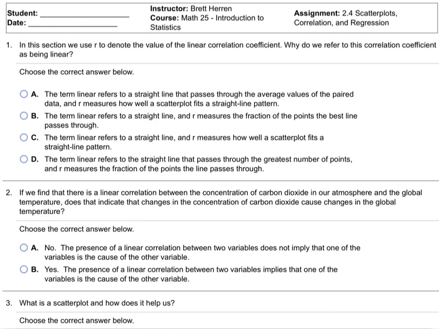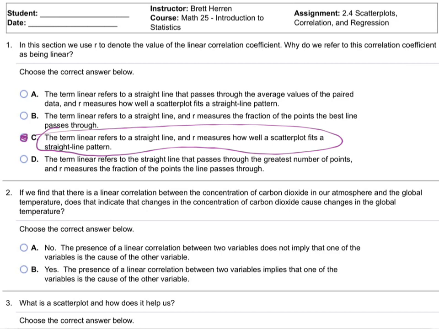In this section, we use R to denote the value of the linear correlation coefficient. Why do we refer to this correlation coefficient as being linear? It's kind of a dumb question because it's linear. The term linear refers to a straight line that passes through the average value? No. Straight line, fraction of the points? No. Straight line, how well it fits the data? C. It's C on there. So I guess it is a good question in the end. I knew I picked it for a reason.